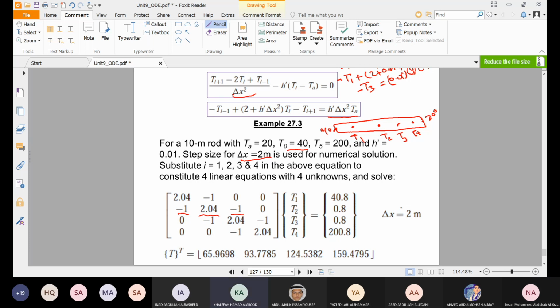And you need to compute this one. This is the answer. This is your answer. 40, 0.8, 0.8.